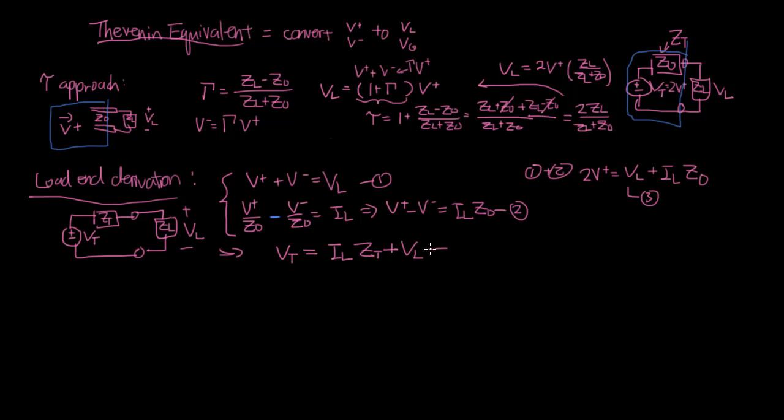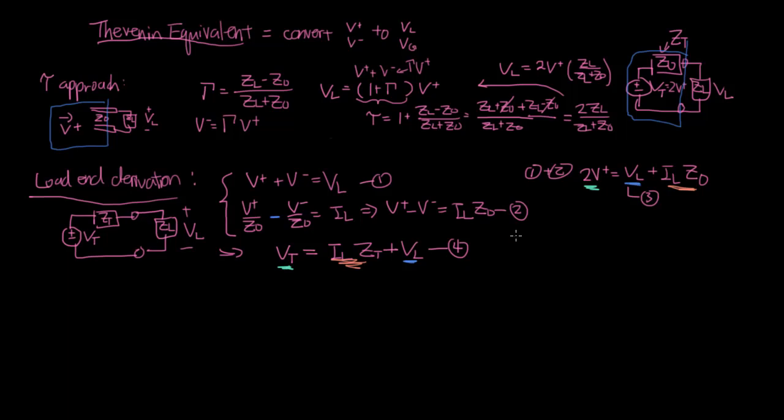So then we'll call this equation 4. If we reorder this and compare, we have this VL over here, and you also have your VL over here. You also have this term here, which matches this term here. And then finally, you also have your 2V plus and your VT.